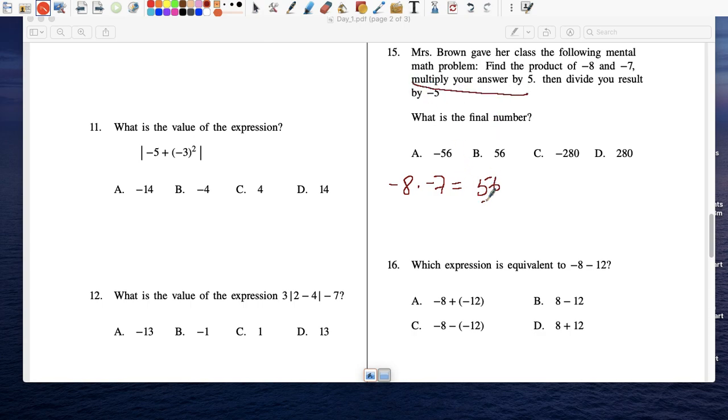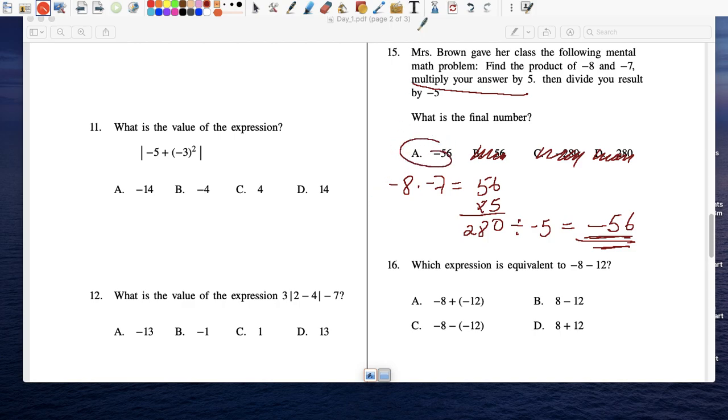Multiply that by 5. So take 56, multiply by 5. I get 280. Then divide the result by -5. So 280 divided by -5 is going to give me a negative number. So I'm going to take these out because I don't want to look at them. Is it going to be negative 56, or is it going to be negative 280? Well, it can't be negative 280, so it has to be negative 56. Just by process of elimination, we can conclude that the answer to 15 is A.